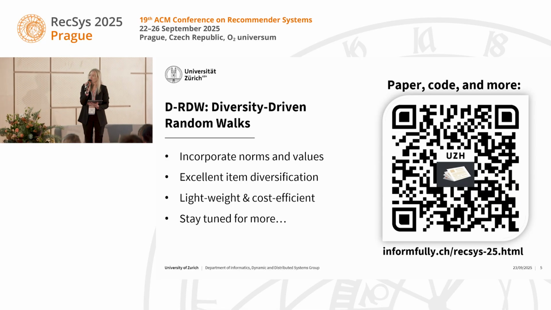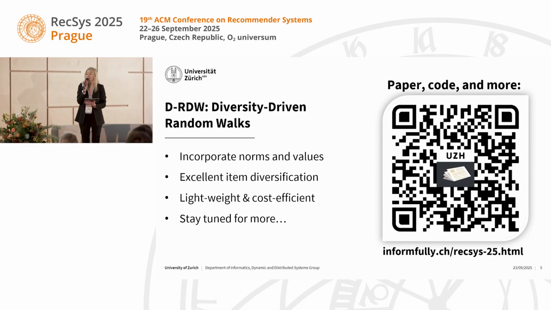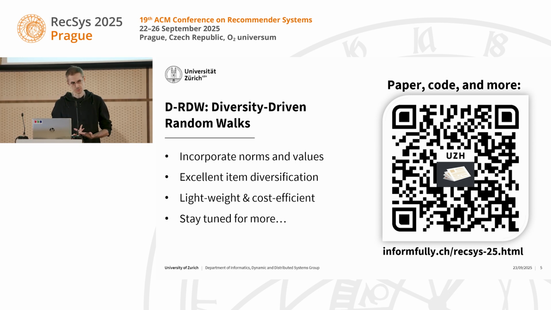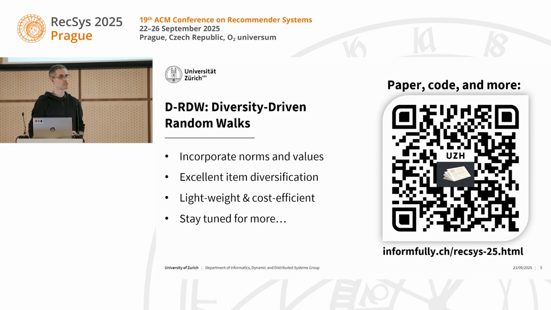There are lots of different norms and values. What specifically did you implement in your experiment? Yes, so we followed the guidelines of Natali Helberger, who has an excellent paper on the democratic role of news recommender systems. And one model she proposes is a deliberative model.